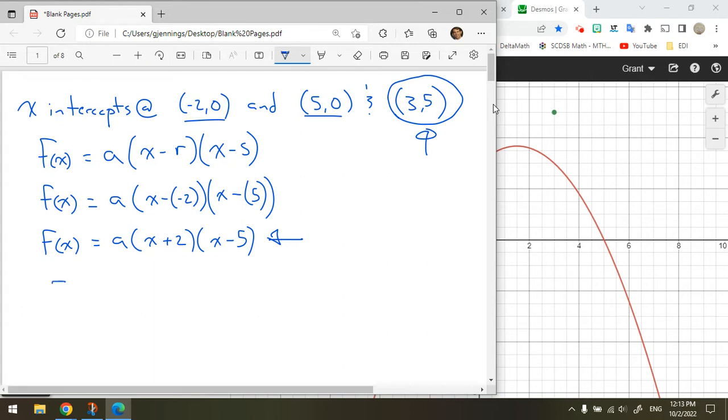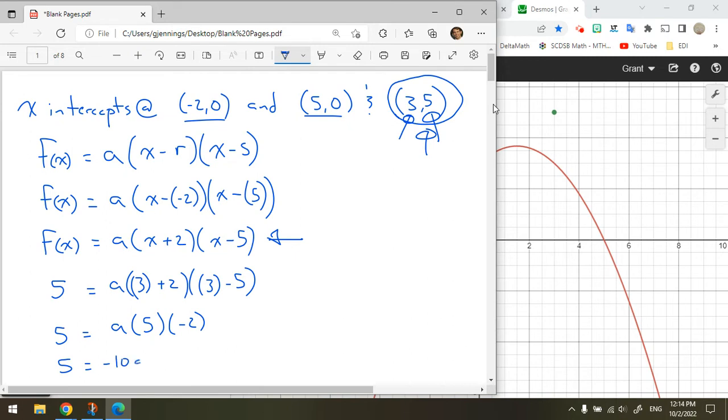So I know that the value of the function is 5. I know its output is 5 when its input is 3. So let's put that in for a multiplied by 3 plus 2 multiplied by 3 minus 5. Okay, so 5 is equal to 3 plus 2 is 5. 3 minus 5 is -2. So this is a times 5 times -2. Okay, simplify. 5 is equal to -10a.